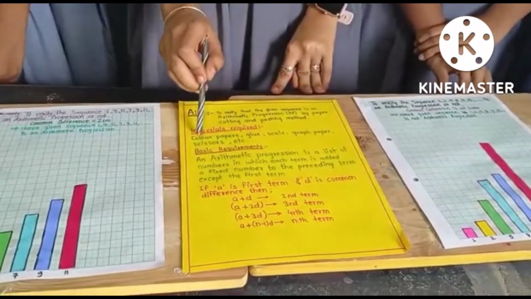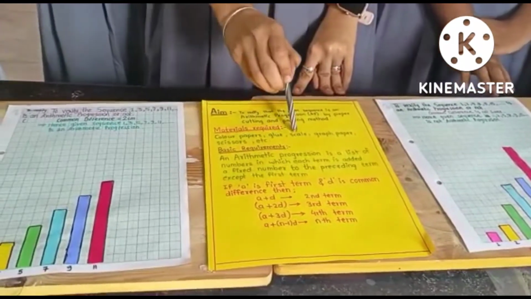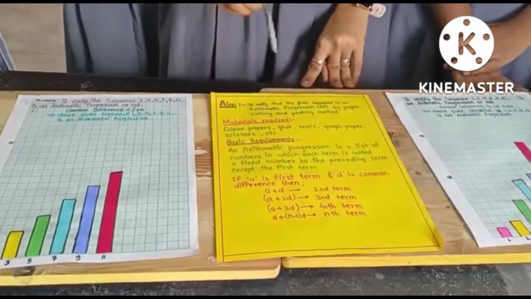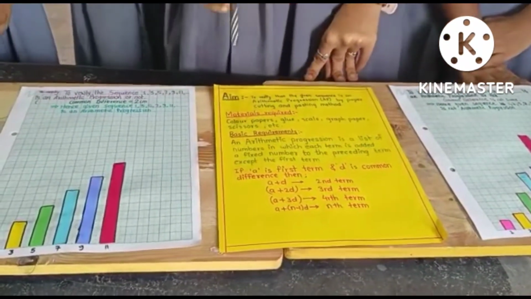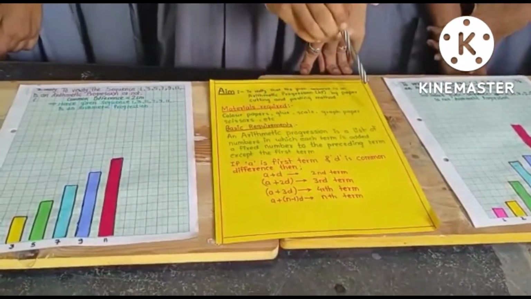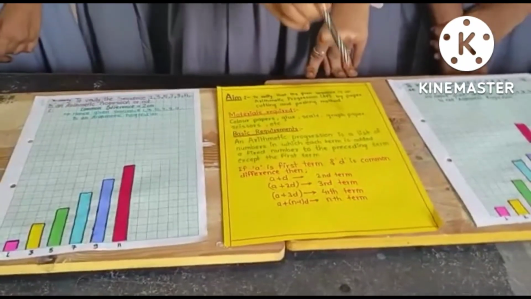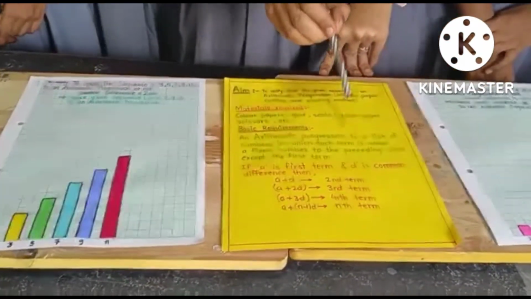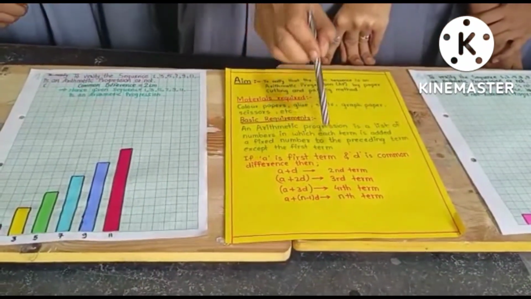So the materials required are color papers, glue, scale, graph paper, scissors, etc. For this activity we need to know what an arithmetic progression is. An arithmetic progression is a list of numbers in which each term is obtained by adding a fixed number to the preceding term, except the first term.